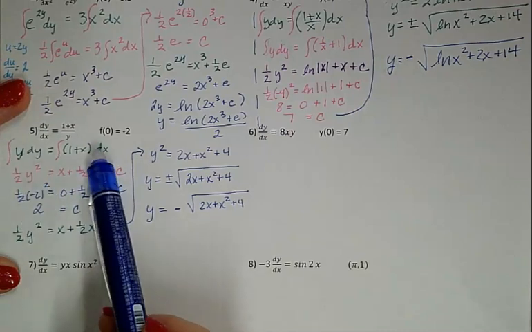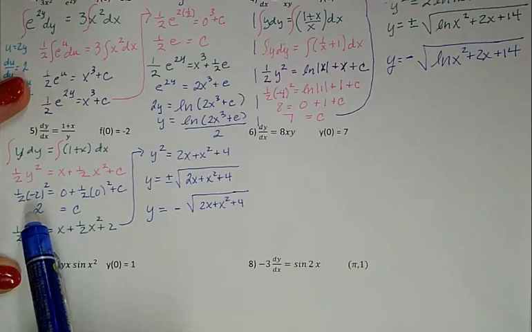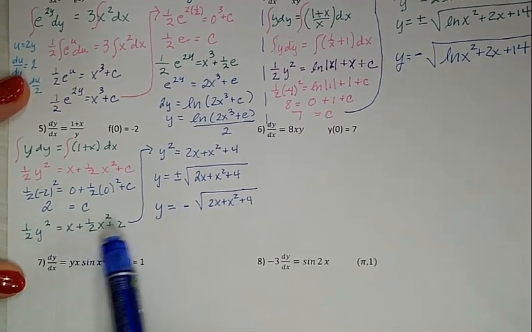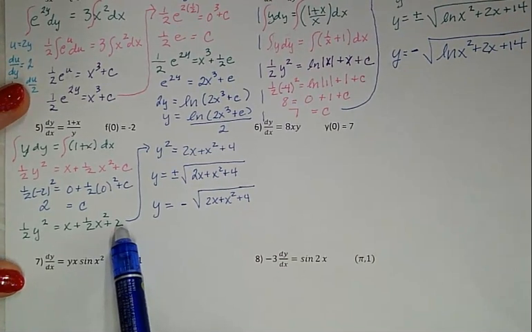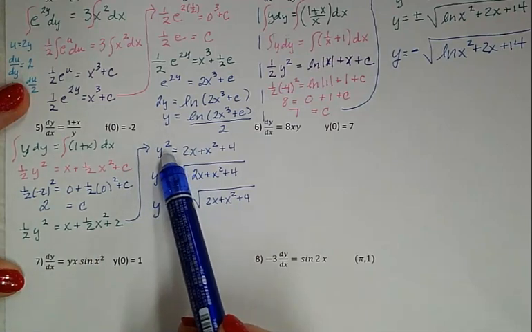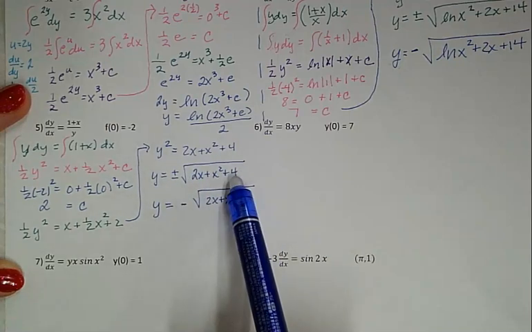All right, so we separated our variables, we integrated both sides, had our plus C. We plugged in our initial condition to find C to be 2. We plugged the 2 in for the C in the general equation. Then we proceeded to solve for y. So I multiplied everything through by 2. Then I took the square root of both sides, and so I'm left with 2 possibilities.